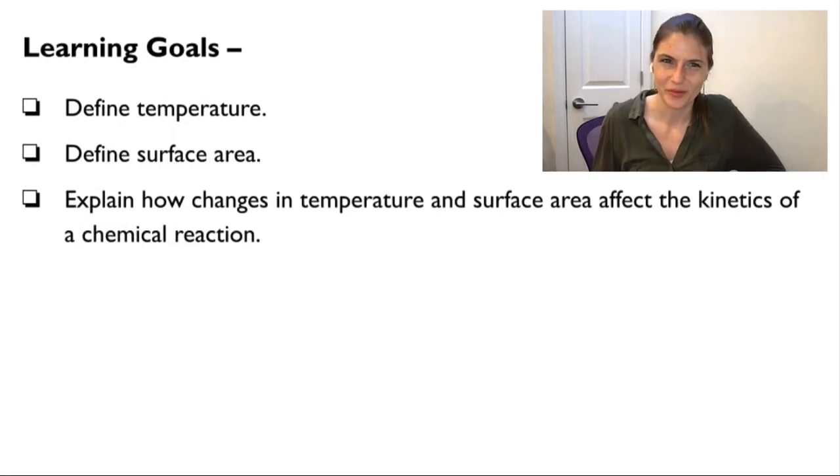Nice job today. Before we go, let's check back in on our learning goals. Make sure you can define both temperature and surface area the way that a chemist would, in the way that is most relevant to particles and collision theory. And then think about this: can you explain how changes in temperature and surface area would likely affect the kinetics of a chemical reaction in terms of collision theory? Have a great day.